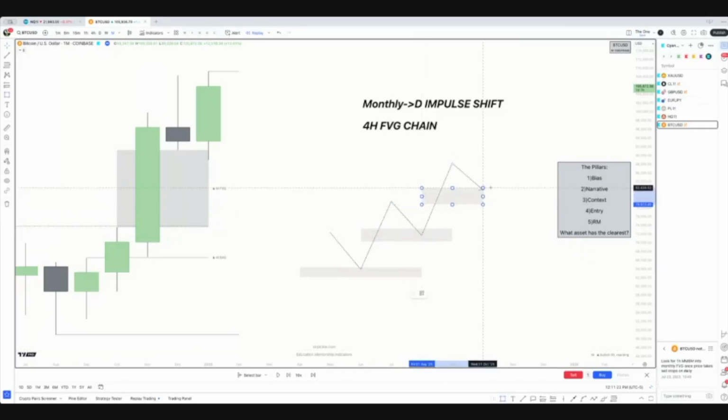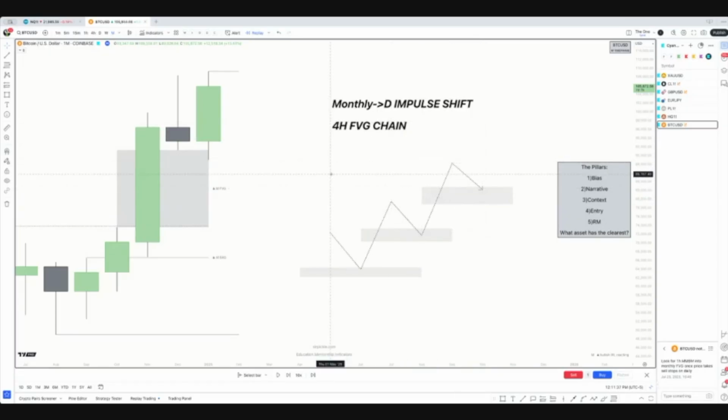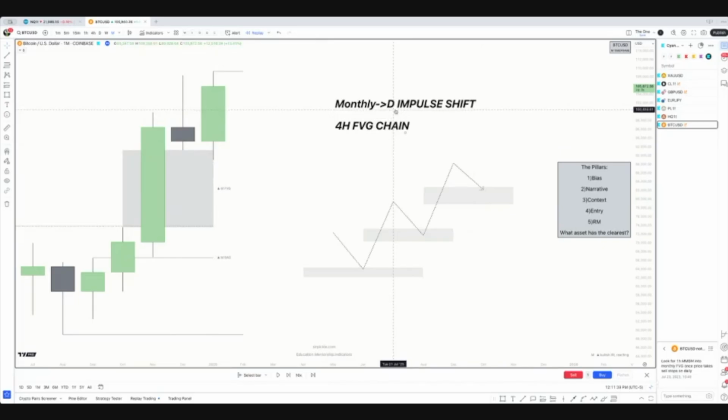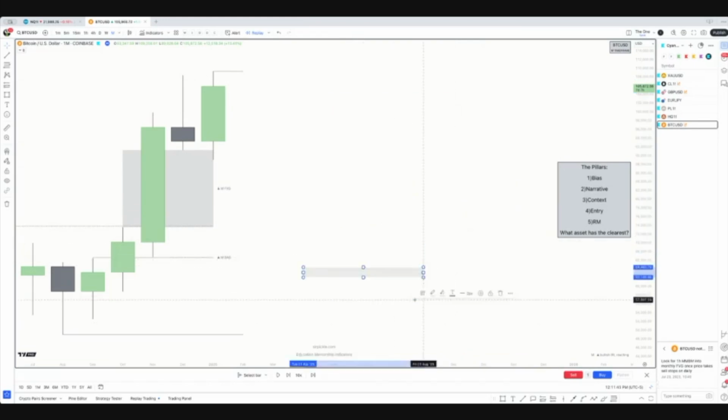We wait for that to create a new fair value gap, a new 4-hour gap, giving us a chain of 4-hour gaps, where a 4-hour fair value gap created a new 4-hour fair value gap. This right here can be your entry. So you have two opportunities here to confirm price wants to move higher. You can wait for the daily, that's fine, or you can go to the 4-hour, right? So now let's see how that played out on Bitcoin, which would lead us into the entry.